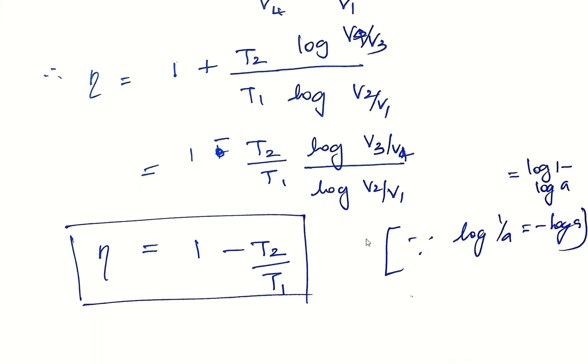Okay, so after writing like this, we know that these two volume terms are equal, and we can cancel out the log terms and write the efficiency of the Carnot engine as 1 minus T2 by T1. The initial temperature is in the denominator and the final temperature is in the numerator. 1 minus T2 by T1.